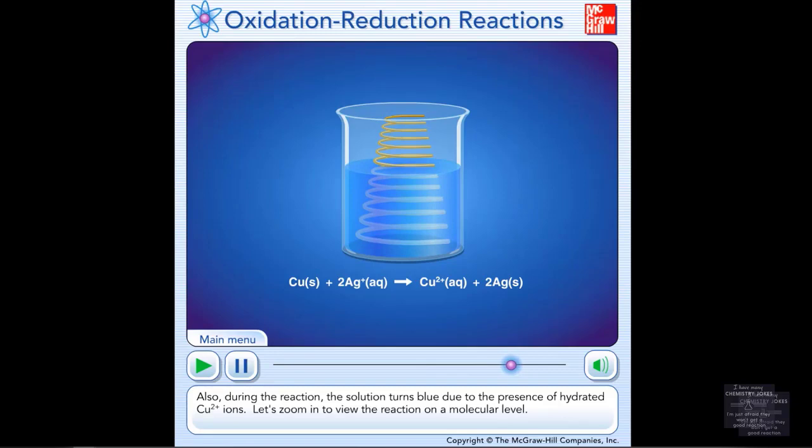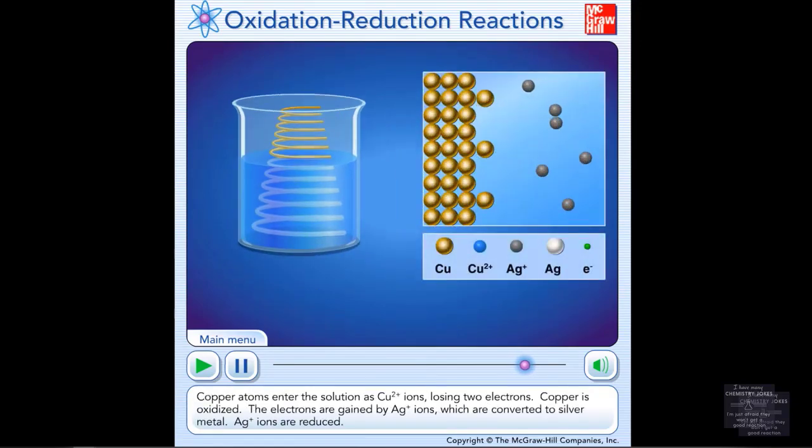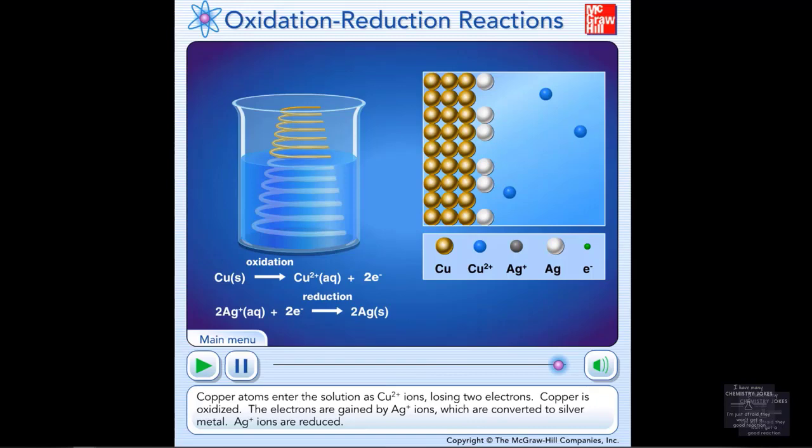Let's zoom in to view the reaction on a molecular level. Copper atoms enter the solution as copper 2 plus ions, losing 2 electrons. Copper is oxidized. The electrons are gained by silver plus ions, which are converted to silver metal. Silver plus ions are reduced.